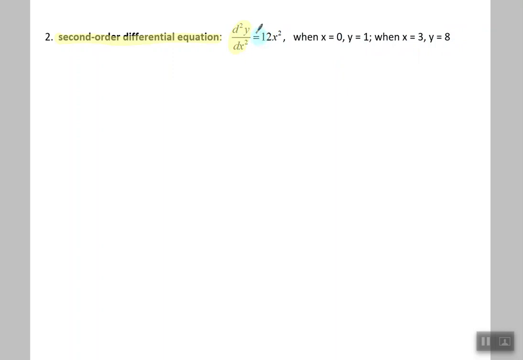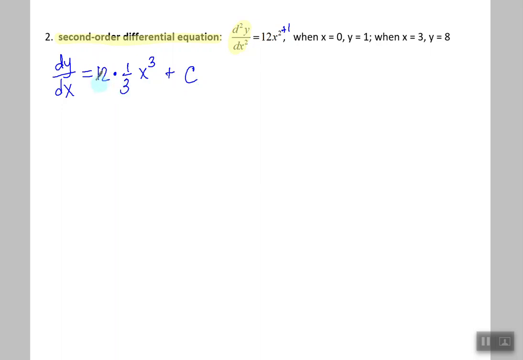Remember, to solve means to find an equation that has no more derivatives. But if we have a second derivative, first we have to get to a first derivative. So we'll go from the second derivative to the first derivative, dy/dx, by taking one antiderivative. 12 is a constant multiple. We'll leave some space, and now we do the antiderivative by adding 1 to the exponent, x cubed, and multiply by the reciprocal of the new exponent, 1/3, and of course we have a constant, plus c.